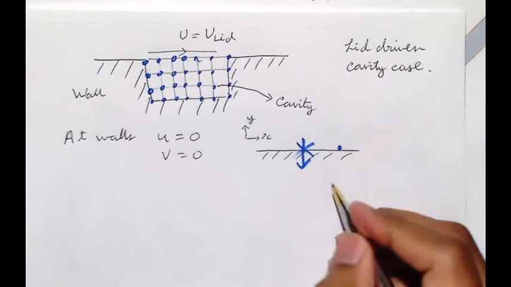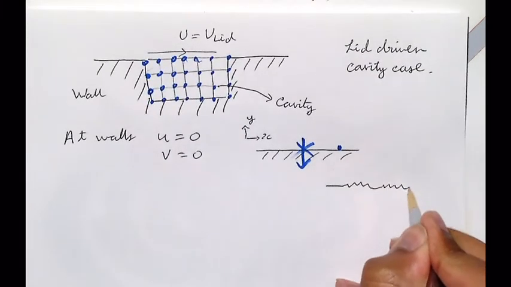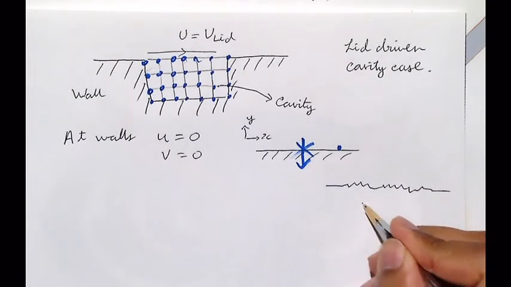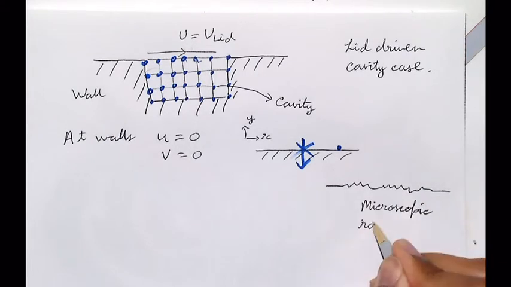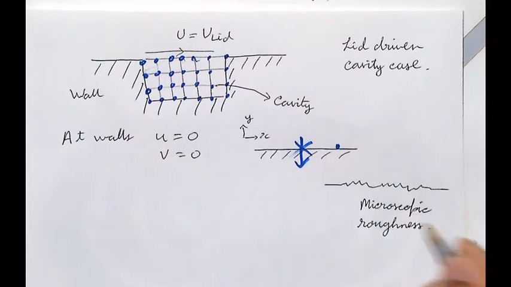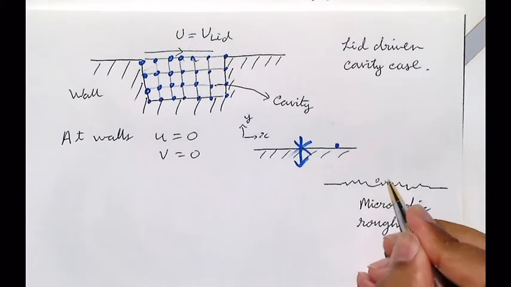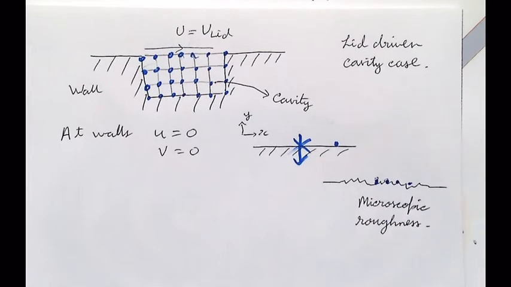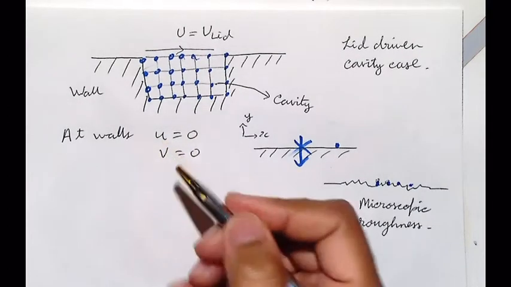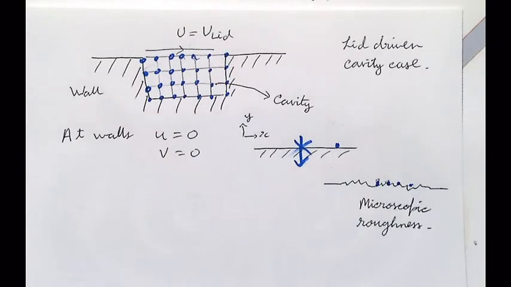This wall is actually not smooth. It has many microscopic imperfections. Okay, roughness. And the water molecules will come and get lodged over here, and that's why they cannot move. All right. So that's how we get that u equals 0 is a necessary condition. That's the no-slip condition, right at the wall.